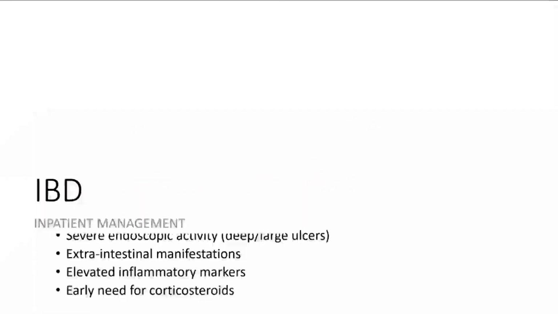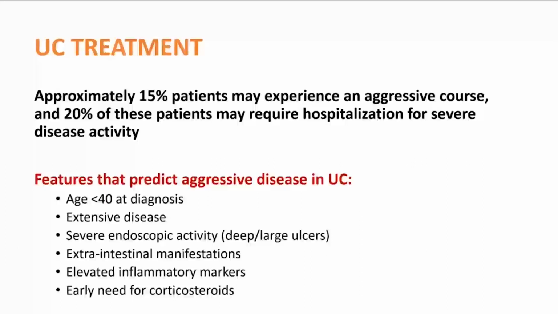So, inpatient management. Again, this is not the most common presentation, but this will happen in up to 15% of patients. And these patients are going to require hospitalization for severe disease. These are the features that predict severe aggressive disease in ulcerative colitis. Basically, when you're young, when you have really bad, deep ulcers, when you have extraintestinal manifestations, when you need corticosteroids even multiple times from the beginning of your diagnosis, and when you have elevated inflammatory markers.